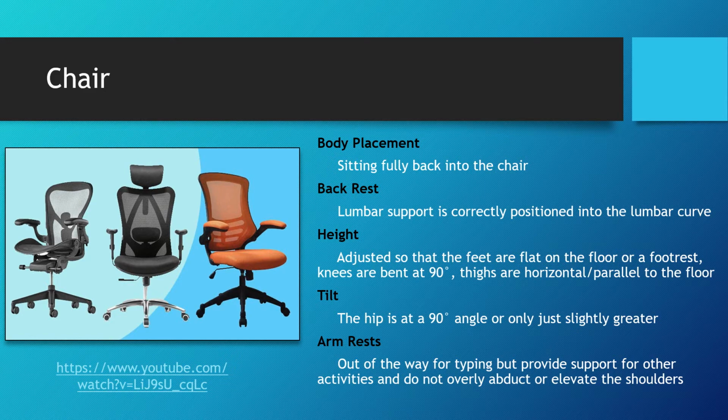The height of the chair should be adjusted so that the feet are flat on the floor, or a footrest may be used if the chair is not adjustable. Knees should be bent at a 90-degree angle where the thighs are horizontal or parallel to the floor. Any tilt of the chair should put the hips at no more than a 90-degree angle. The armrest should typically remain out of the way for extended periods of typing, but could be available to provide support for other activities, so long as they do not overly abduct or elevate the shoulders.